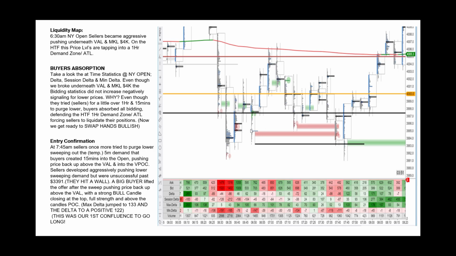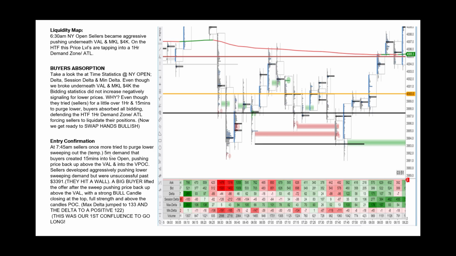So now this is going to be a 5-minute demand. Okay. Buyers pushed up into the volume point of control. Sellers became aggressive and pushed lower, breaking this 5-minute demand, and we swept it out. However, we only swept it. It wasn't a candle confirmed. It wasn't a candle closure below.